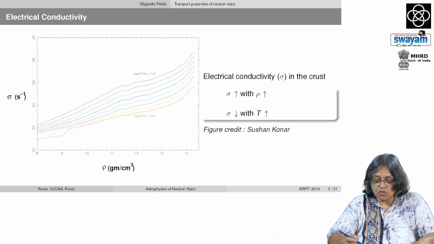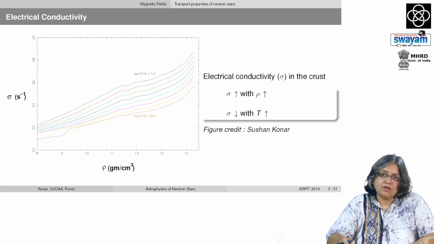The plot goes up to about 10 to the power 14 grams per cc, that is definitely the core density, but we will only be discussing and worrying about the transport properties in the crust, because in the core, if the material is superconducting, that is the protons are in a superconducting state, then the magnetic field is supported by superconducting flux tubes, and such a magnetic field does not evolve with time.